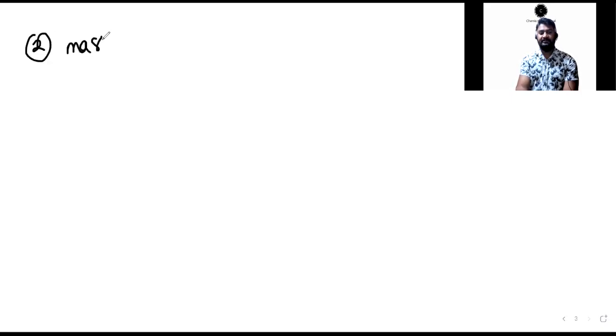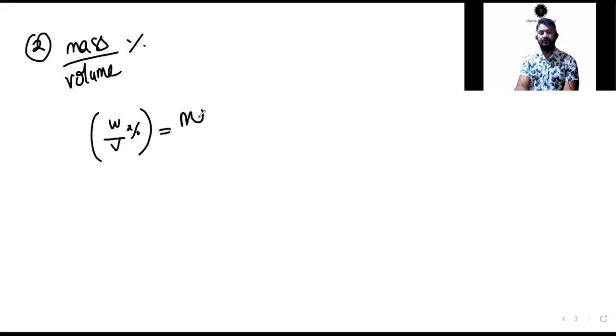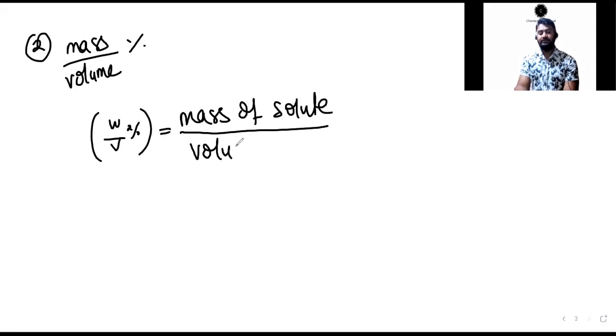Moving on to the next concept, mass by volume percentage. What exactly is mass by volume percentage? Mass by volume percentage is defined as m by v percent or w by v. You may see both, because in chemistry mass and weight are the same thing, not like physics. So what is weight by volume? It is the mass of solute by volume of solution into 100.